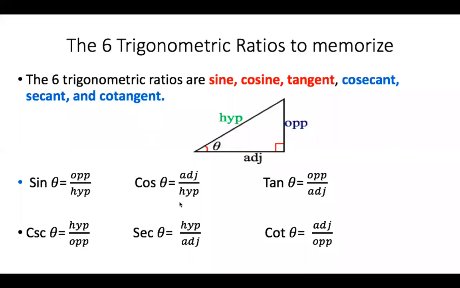So here's your first 3 basic. You have sine, which is opposite over hypotenuse. You have cosine, which is adjacent over hypotenuse. You have tangent, which is opposite over adjacent. And then here are the reciprocal ones. I call them reciprocal because notice cosecant is basically the reciprocal of sine. See, it's just the flip of it. Secant is just a reciprocal of cosine, and cotangent is just a reciprocal of tangent. So those are the 6 that you need to know.